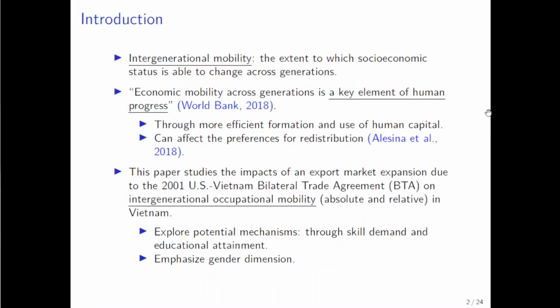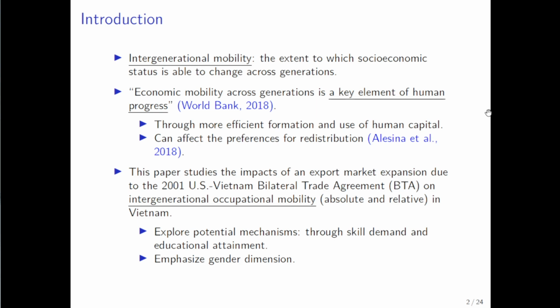It also affects, as a paper by Alesina and his co-authors argues, the preferences for redistribution, right? So if there is mobility, then people might not want a lot of redistribution, because you need the incentives to move to higher ranked occupations.